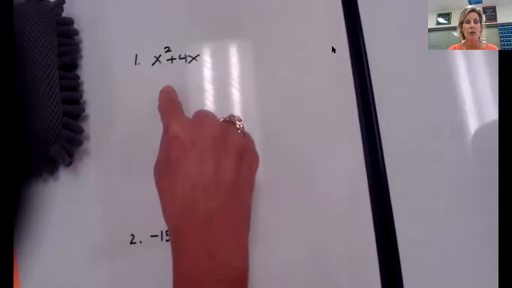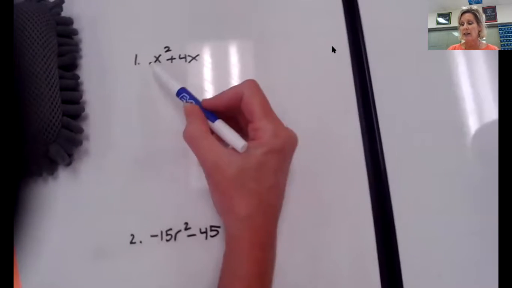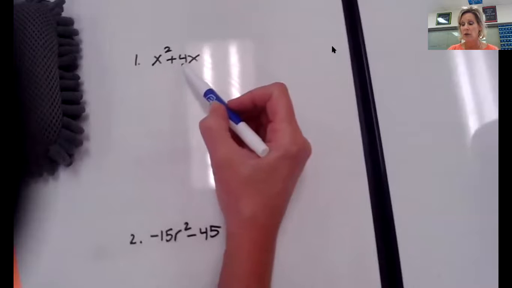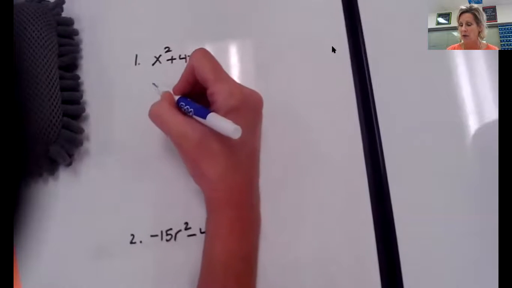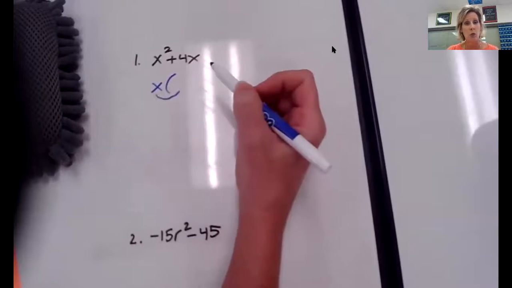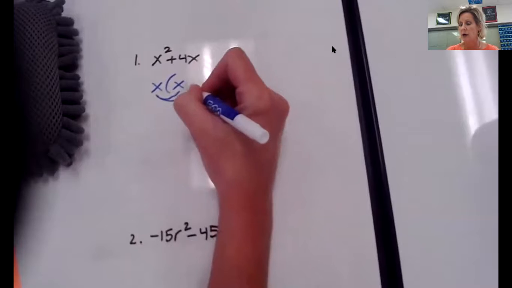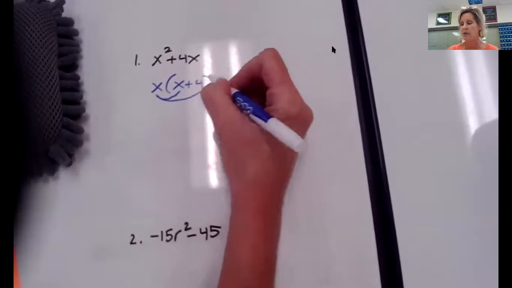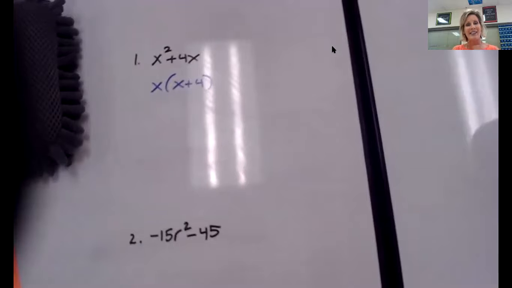So on the first problem, factoring x squared plus 4x, I'm going to look at it and see that there's not a number that factors out, but since I have an x squared and an x, x will factor out. So that's my GCF. And remember, you're going to say x times what equals x squared? X times x. X times what equals 4x? X times 4. So remember, x plus 4 is the answer.